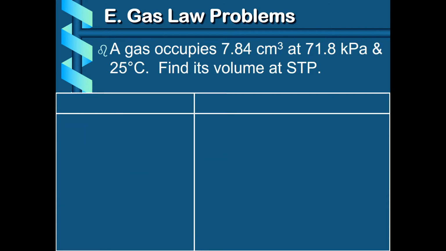So a gas occupies 7.84 cubic centimeters at 71.8 kilopascals and 25 degrees Celsius. Find its volume at STP.